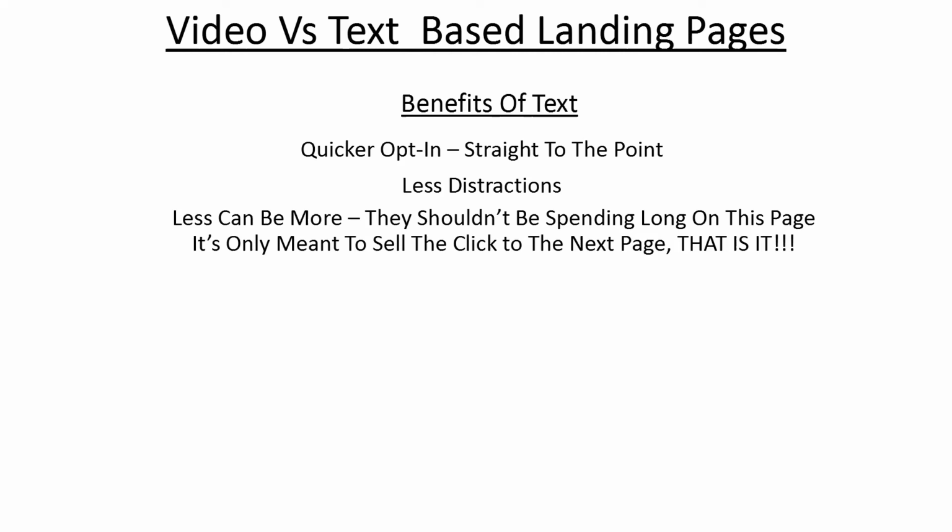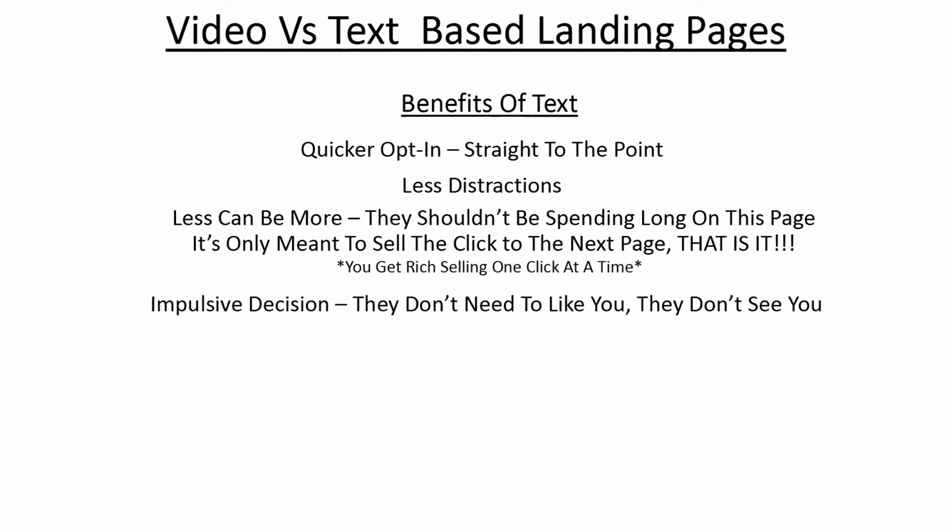Don't sell 2 clicks ahead, don't sell 5 clicks ahead. The 1 click where they are now is only meant to get them to the next spot. That spot's only meant to get them to this spot. Don't try and go from this spot, tell them about this spot way down here. You're going to confuse them and you're going to lose them. You get rich selling 1 click at a time.